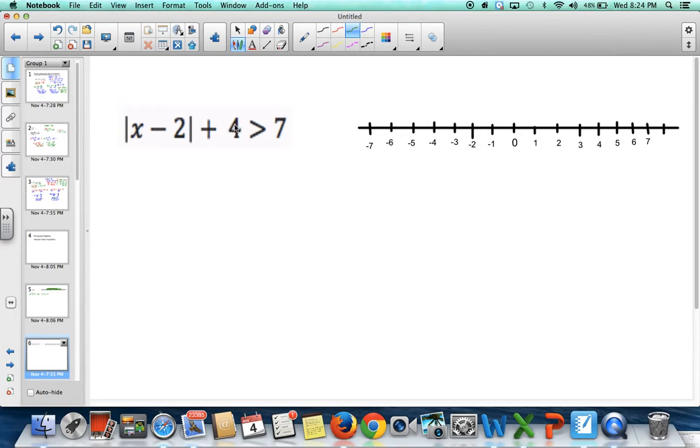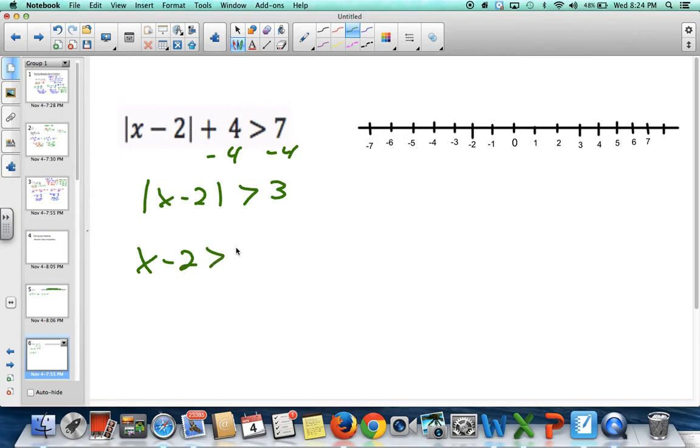So same procedure we had before. We're going to get the absolute value by itself, so subtract 4 from both sides. Absolute value of x minus 2 is greater than 3. Now I have to get rid of the absolute value signs. I'm going to write two equations or two inequalities.